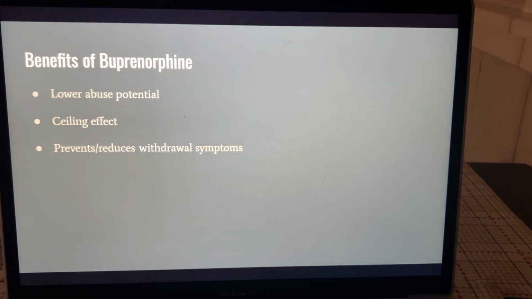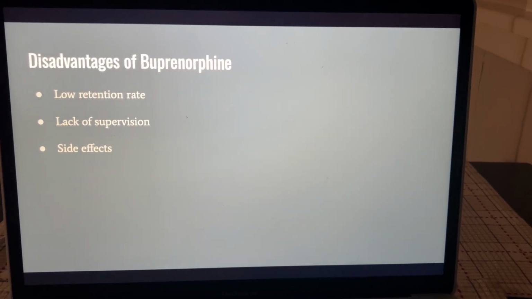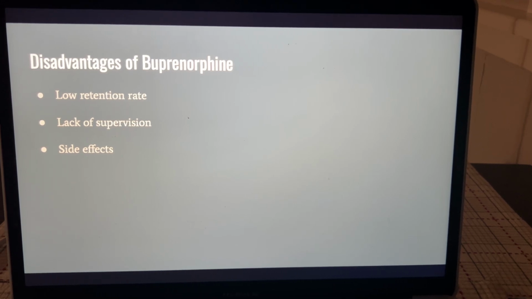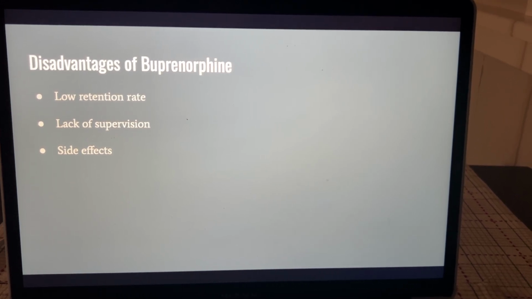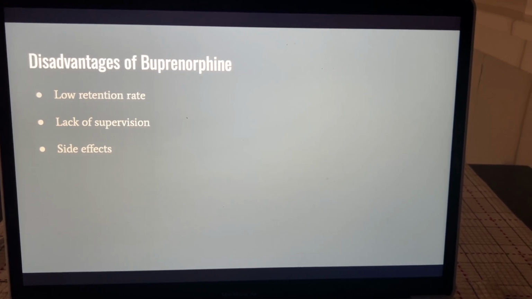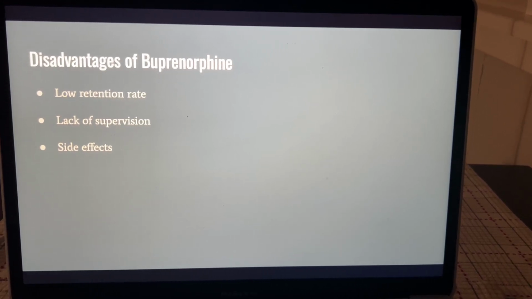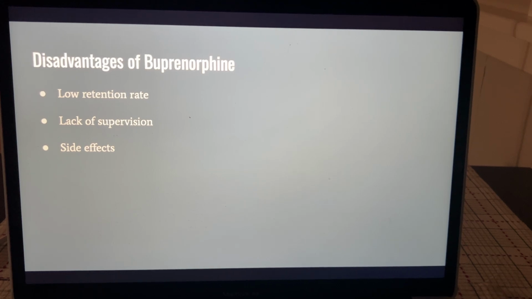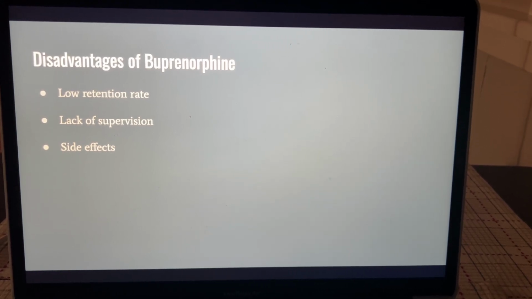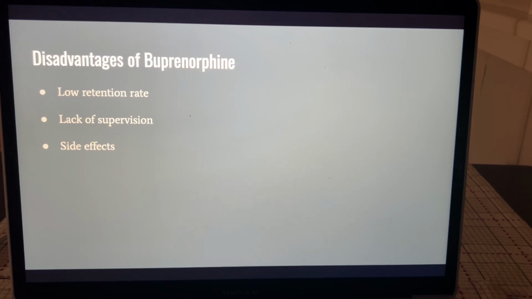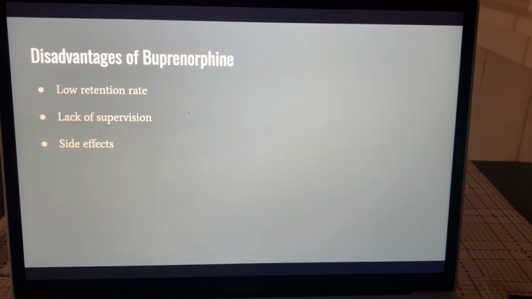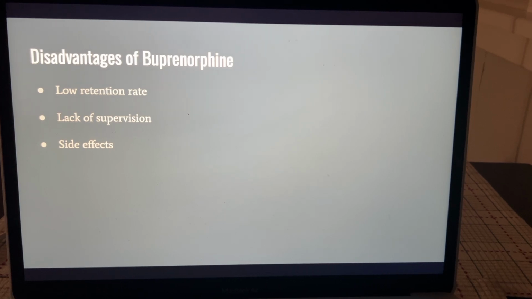So for disadvantages of buprenorphine, a lot of research has actually shown that there are low retention rates for buprenorphine, which is a significant disadvantage if you're looking for something that's effective. One study demonstrated specifically that after 180 days, only 48% of participants stuck with their intervention when it came to buprenorphine. And then there are higher retention rates for methadone, which makes it a little bit more appealing.